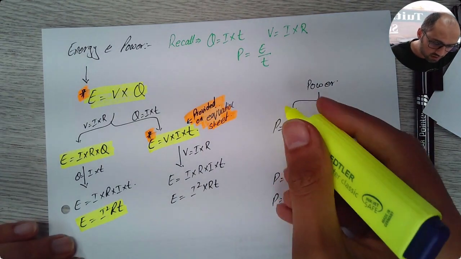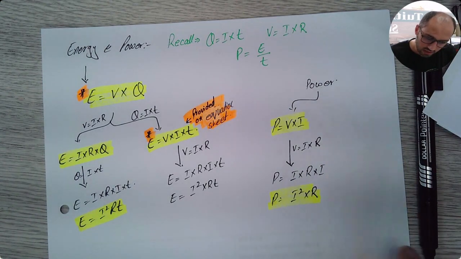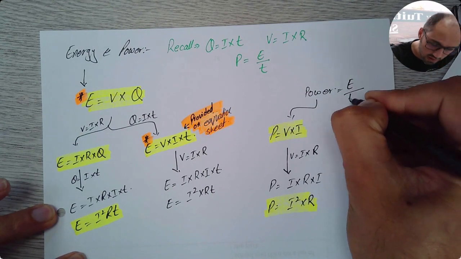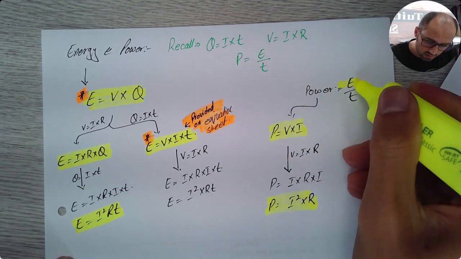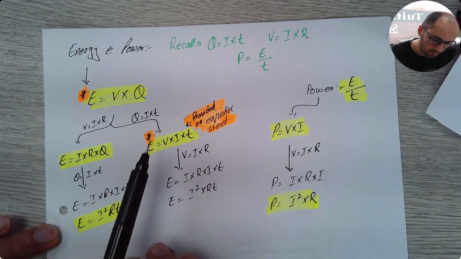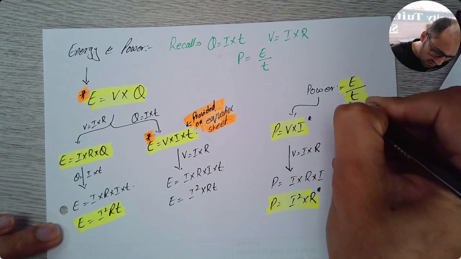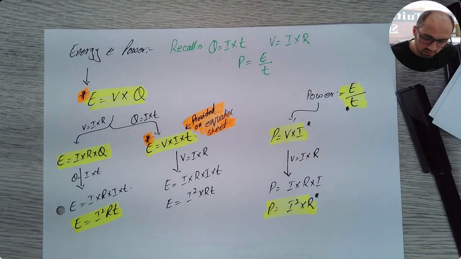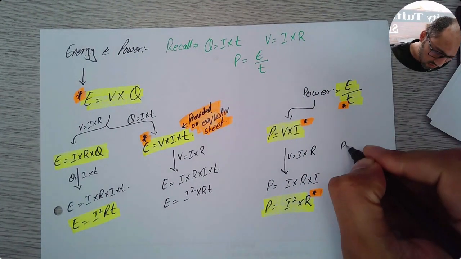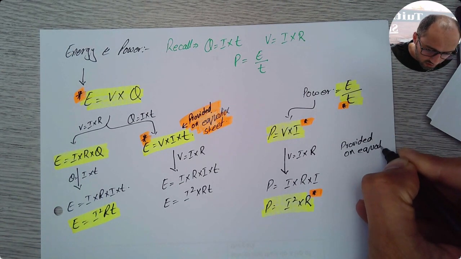So we've got two equations to work out the value of power, 1 and 2. And the third equation is our general equation, which is power equals E divided by T. Like I said previously, some equations will be given. This equation, and this equation, they will all be given to you on your equation sheet.